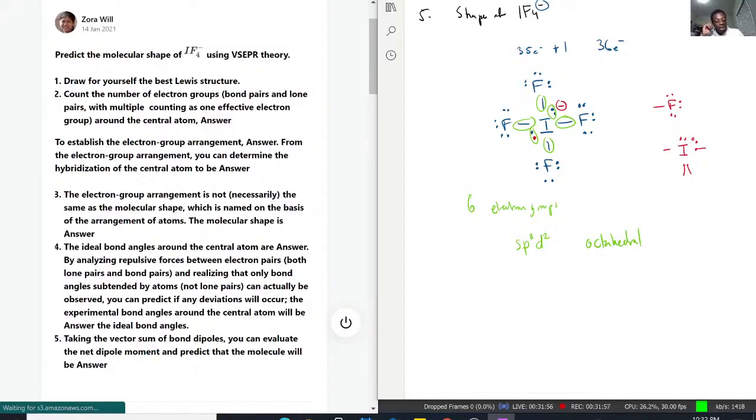Now, it says that the electron group arrangement is not necessarily the same as molecular shape. What is the name on the basis of this? So with that being said, what we have to do here is split the electron groups into whether they're lone pairs or actual bonds. In this case, we have 4 bonds, but 2 lone pairs. With this 4-2 split, the name actually is square planar.